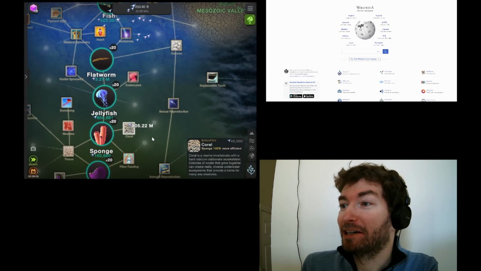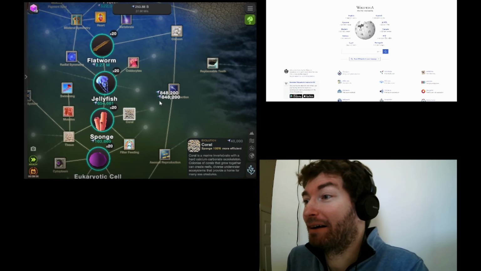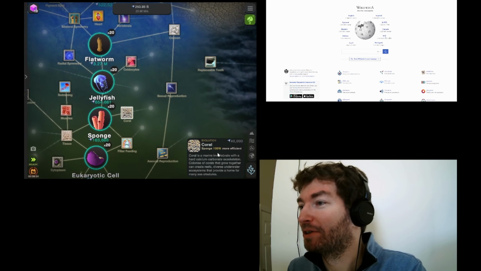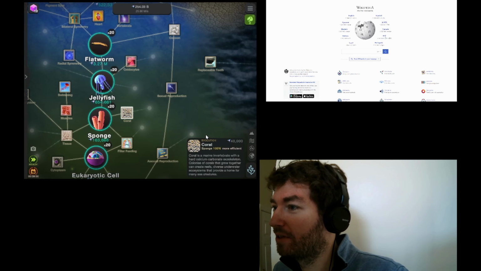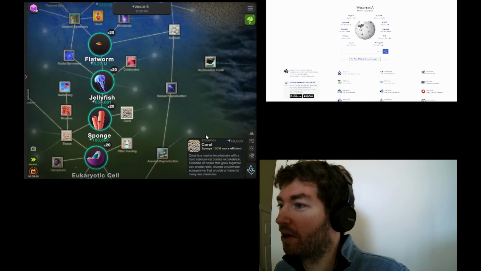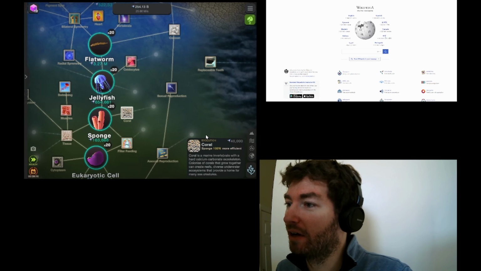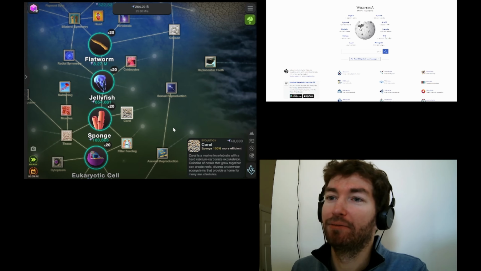Oh, okay. So I bought coral. Apparently, I didn't have coral before. In fact, coral is a marine invertebrate with a hard calcium carbonate exoskeleton. Colonies of corals that grow together can create reefs, diverse underwater ecosystems that provide a home for many sea creatures. Okay, so we didn't have that before.